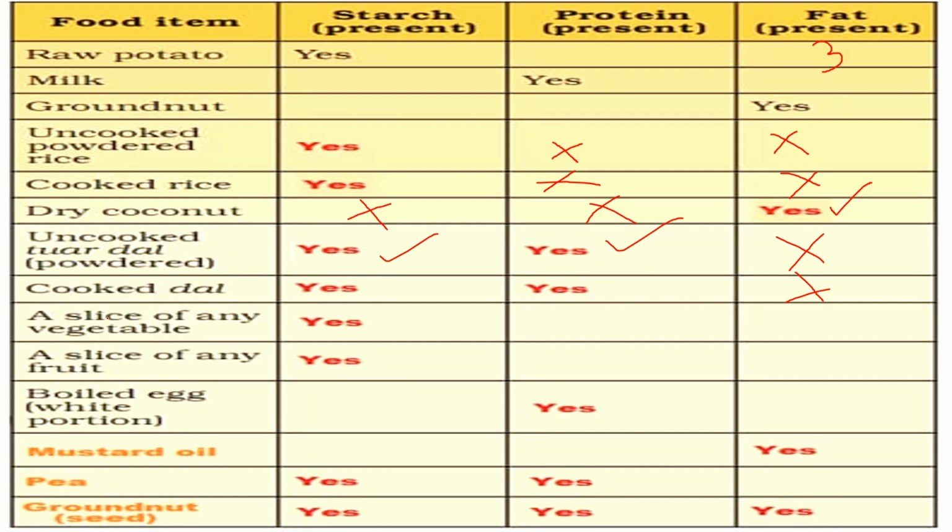Next, a slice of any vegetable you can consider. There is no fat in any vegetable, and no protein either. A slice of any fruit: if you take any fruit slice and test whether it contains carbohydrates, proteins and fat, it will show only carbohydrates, because fruits don't contain protein and fat. Next, boiled egg. Yes, what we see in our daily life and we eat it also.